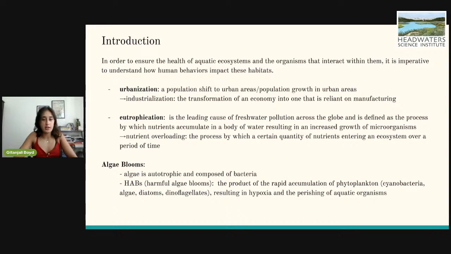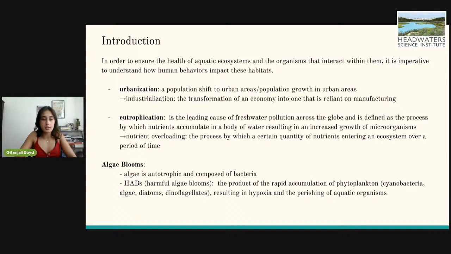For a couple of definitions, just to get us going, urbanization is a population shift to urban areas or population growth in urban areas, and this goes hand in hand with industrialization, or the formation of an economy into one that is more reliant on manufacturing. Eutrophication is the leading cause of freshwater pollution across the globe and is defined as the process by which nutrients accumulate in a body of water, resulting in an increased growth of microorganisms. These nutrients enter bodies of water through a process called nutrient overloading, in which a certain quantity of nutrients enters an ecosystem over a period of time.